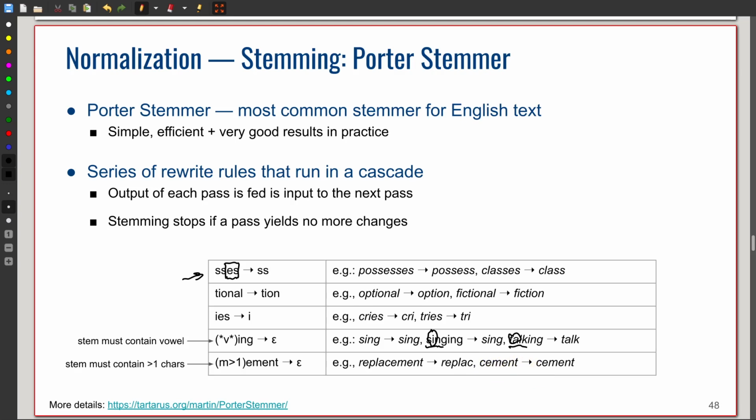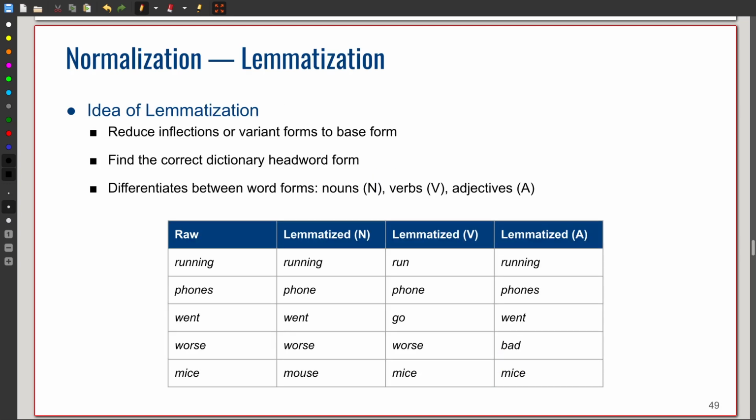Can we do better than this? Yes, we can do lemmatization. Lemmatization reduces inflections or variant forms to a base form that you would find in a dictionary. These are called lemmas. We find the correct dictionary headword or lemma, and we reduce the form of the token to that form.